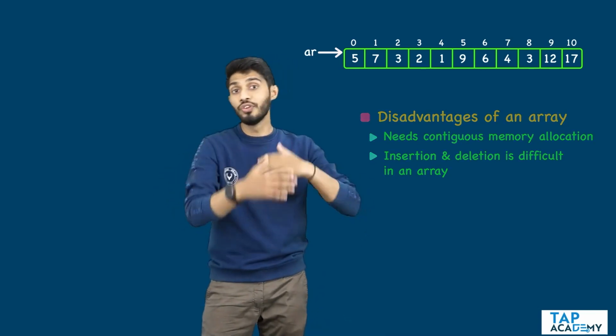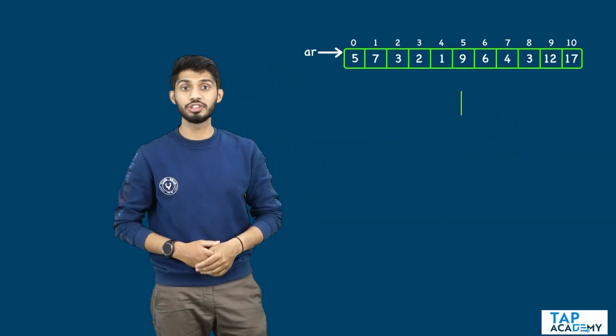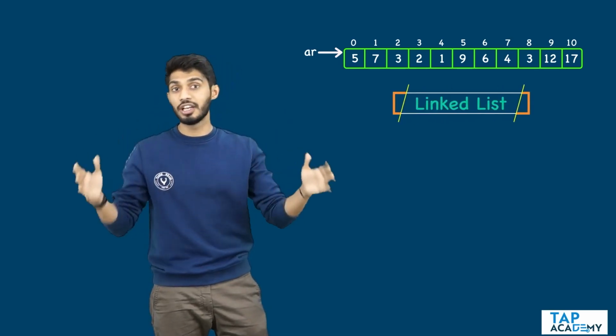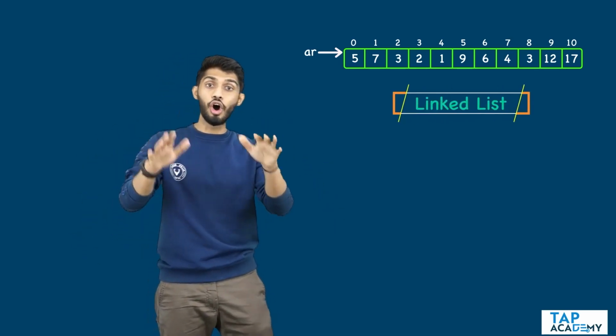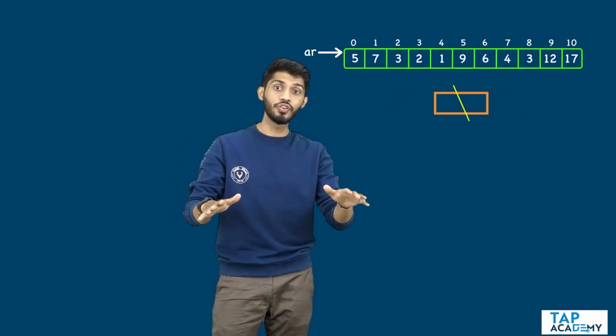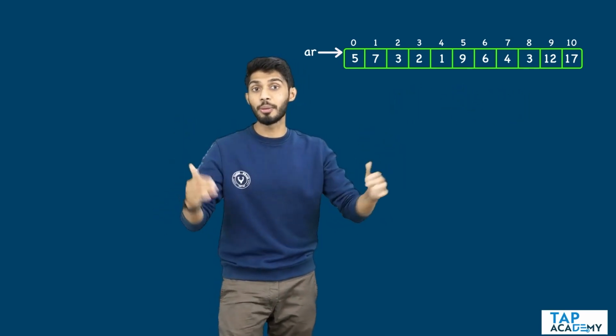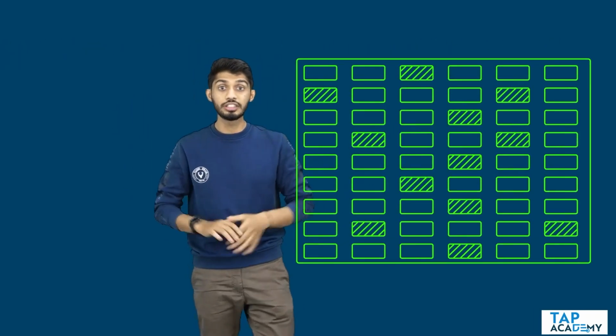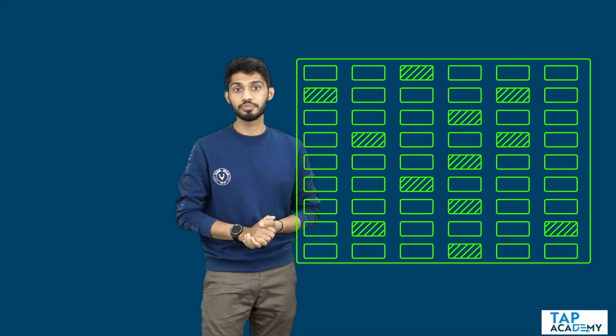Now, who will actually overcome all these disadvantages, if you ask me? Linked list is a data structure which will actually overcome all the disadvantages I mentioned over here. Now how will it overcome? Let's try to understand from the memory level first. So let's assume I bring back all the memories over here. So this is how your RAM looks like.